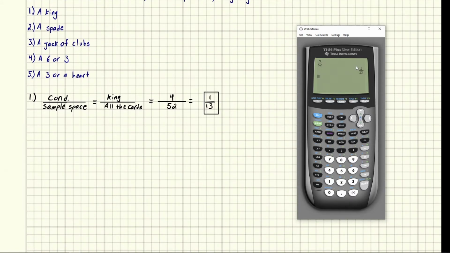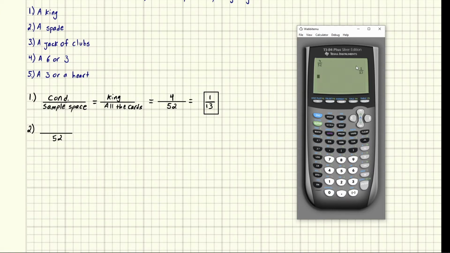So our second one here is a spade. And so following our first example, it's a condition over a sample space. So our sample space hasn't changed. It's still 52 on the bottom. And now we just ask, well, how many spades are there?